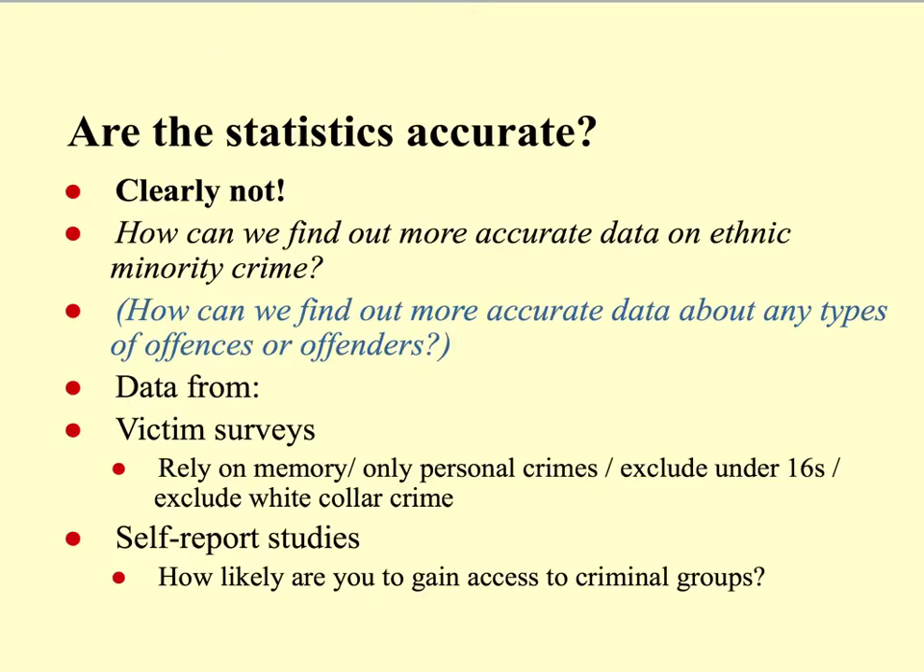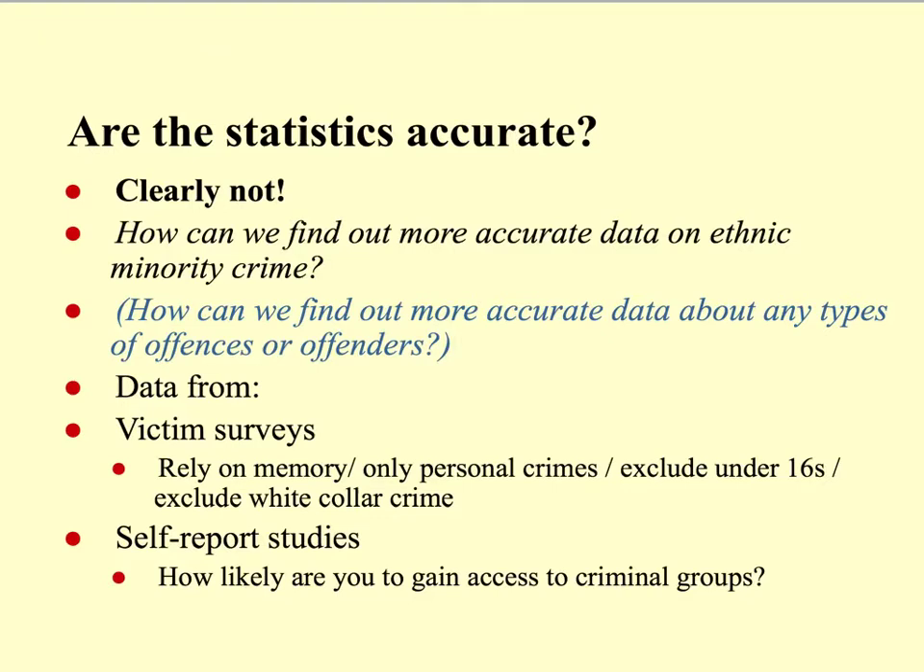So how can we find out more accurate data on ethnic minority crime and the types of offences or offenders? There are two different sources other than official crime statistics. The first one's victim surveys. These are sent out annually, and people reflect on the year past and have to say whether they've been a victim of particular different types of crimes.